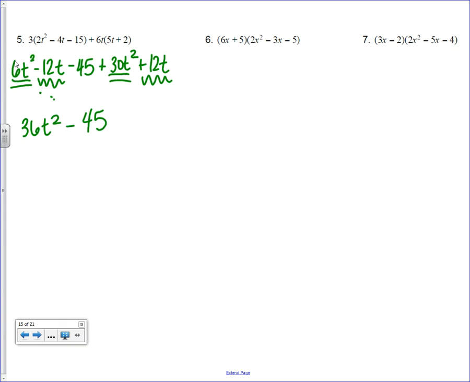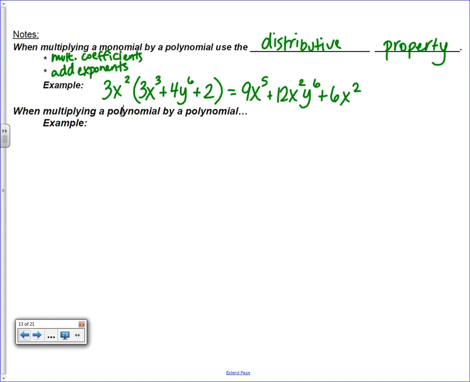Fair enough? Okay, the other problems we did yesterday was a polynomial times a polynomial. So let's do an example of that. And let's do a binomial times a binomial. Can somebody give me a binomial? 4a plus, don't put an a on it. Is that okay for a binomial?